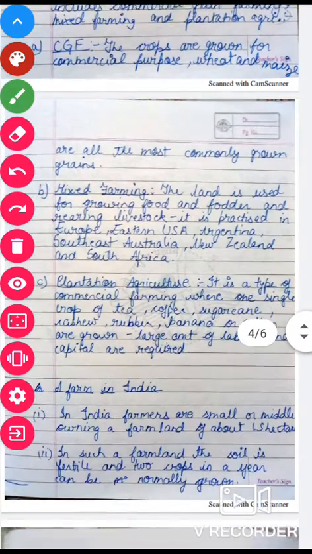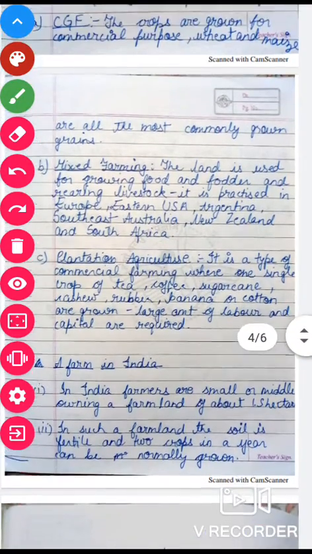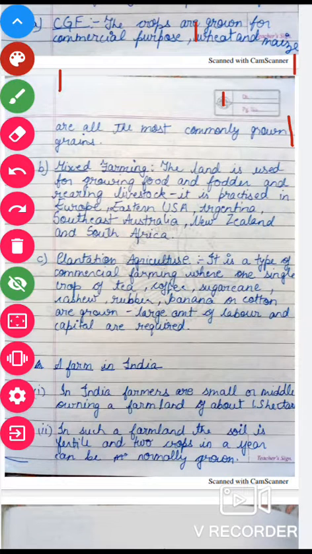I'm going to discuss this later, in the last part of the chapter. So, discussing the subtopics of commercial farming, there is CGF, which is commercial grain farming. Crops grown are wheat, maize. Okay, this can be a 1 marker question.